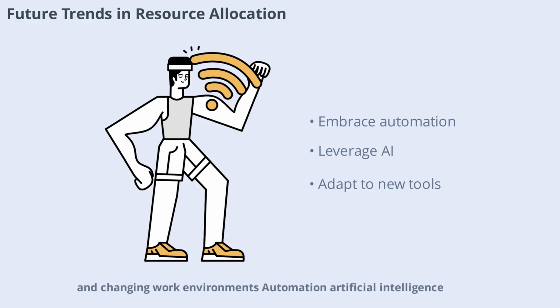The future of resource allocation is being shaped by technology, data analytics, and changing work environments. Automation, artificial intelligence, and remote collaboration tools are making it easier to allocate resources efficiently. Staying informed about these trends helps you stay ahead and continuously improve your project management practices.